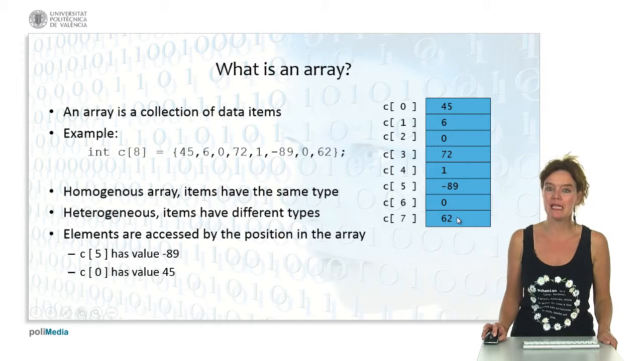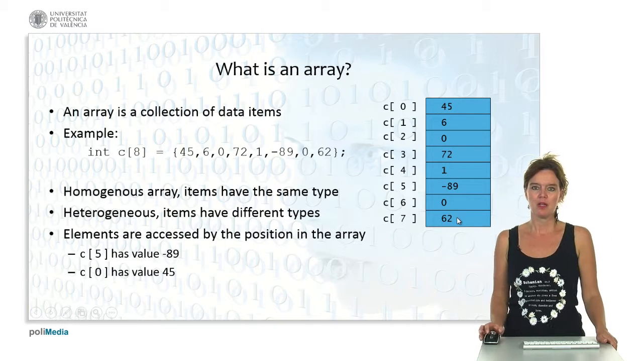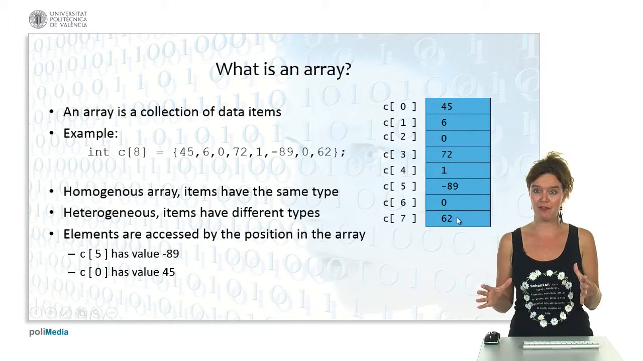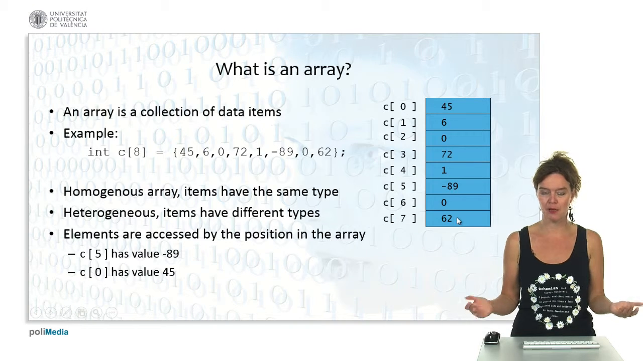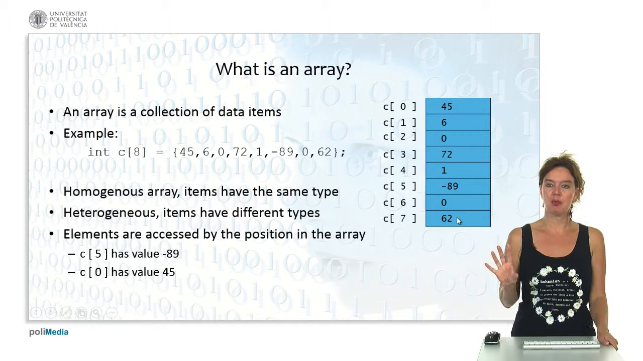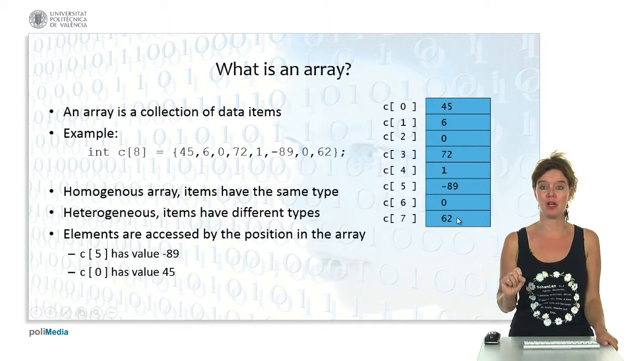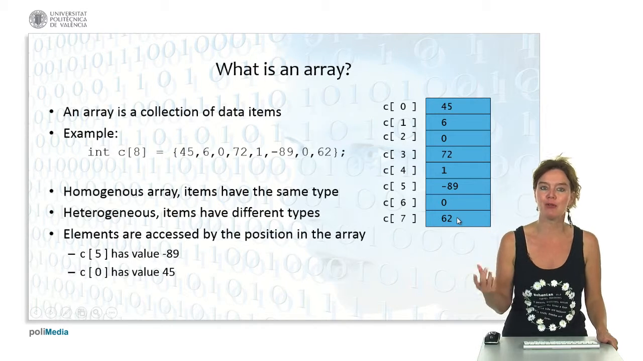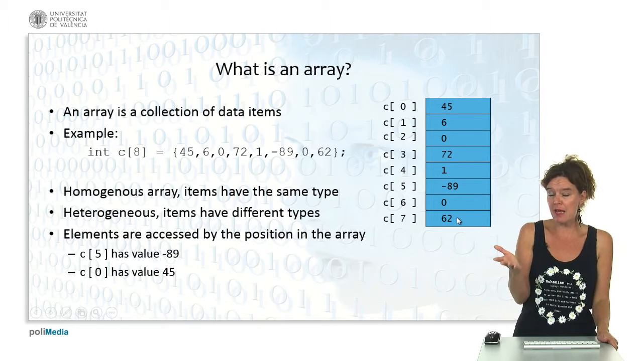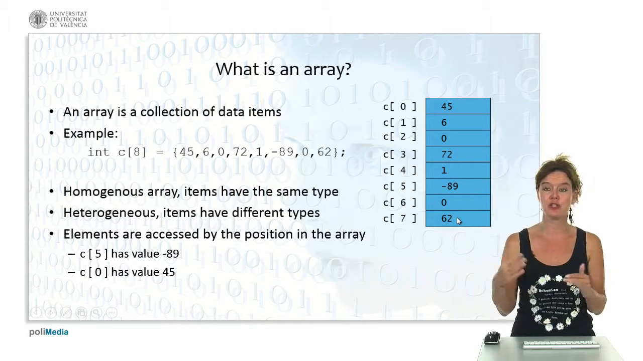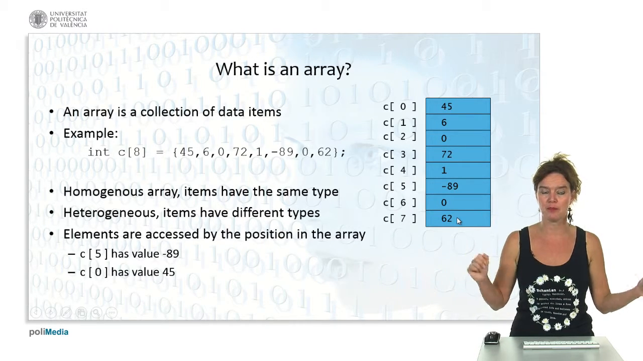At position 7, there's 62. So see that the position starts counting at 0. So from 0 to 7, we've got 8 data items in the array. So this is a typical array that contains integers. And this is what is called a homogeneous array, because all the items in the array have the same type. We can also have heterogeneous arrays. Then it's the same, but it can have different types of items. So it can have integers, strings, and other types of objects.